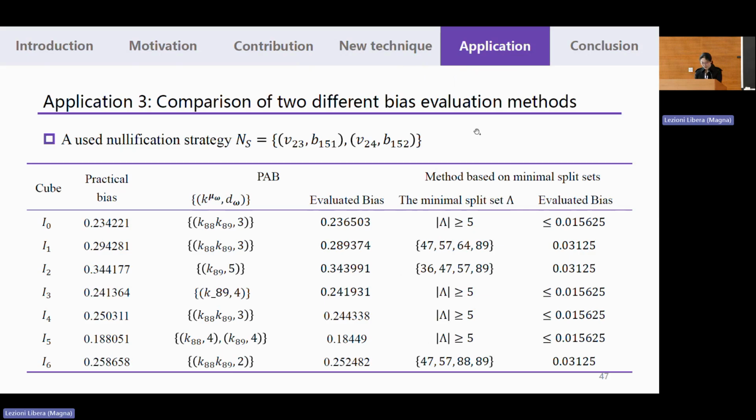We compare the accuracy of the bias estimation method based on the PAB technique with that of the method using the minimal split set given at FSE 2020, through experimental testing on reduced-round Grain-128 AEAD. It can be seen from the table that the accuracy of the PAB technique is significantly better than the previous minimal split set method for Grain-128 AEAD.